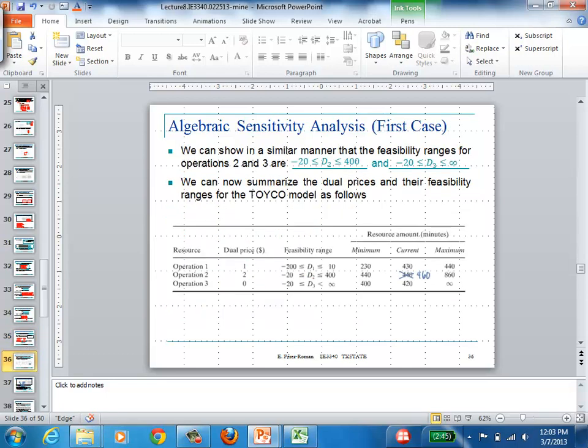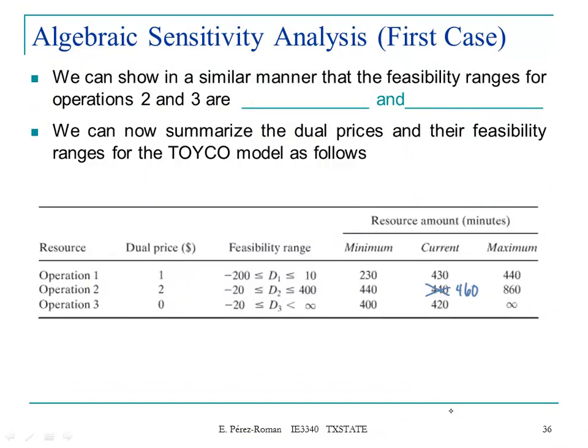Okay, so remember we computed these dual prices, 1 and 2, and the minimum, maximum, and the current values for your dual prices, or for the changes in your capacities that will give the optimal solution. If you look at the Excel report, you will be able to see the same analysis.